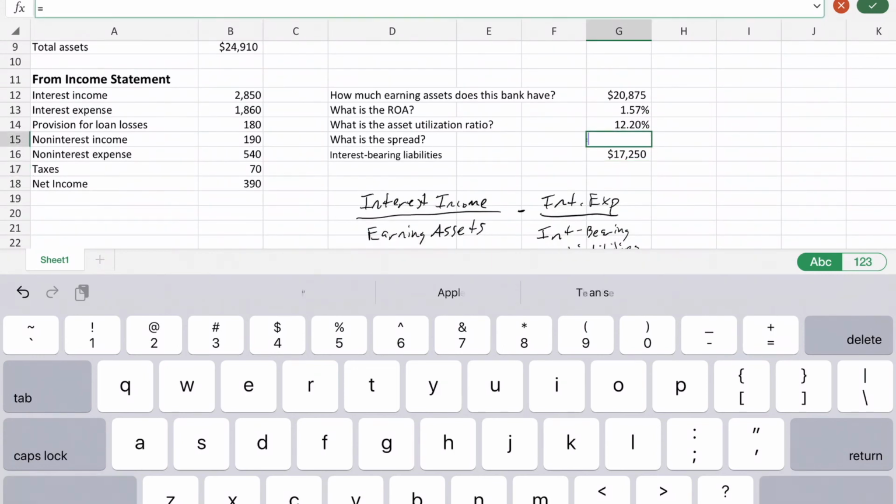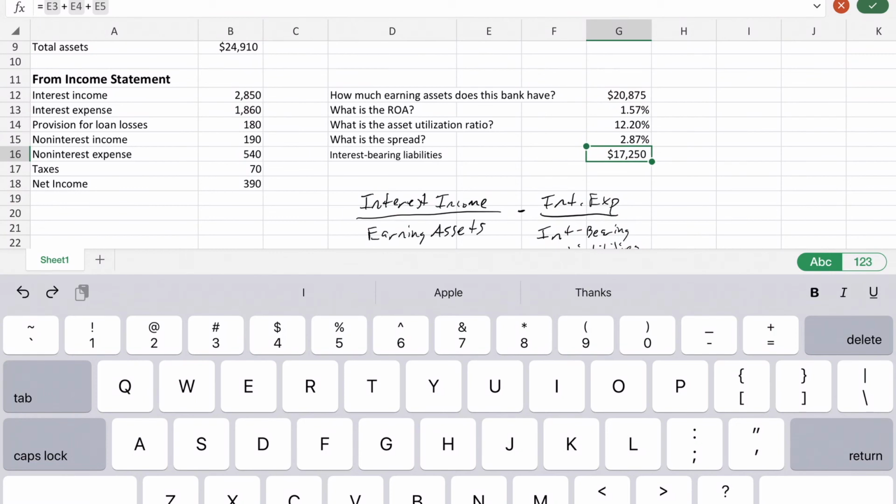So the spread here is that equation that we have down below. We have interest income, which is $2,850 from the income statement, divided by our earning assets that we calculated in part 1, minus interest expense from the income statement divided by interest-bearing liabilities, what we just calculated, G16 here. And so I get a spread of 2.87%.